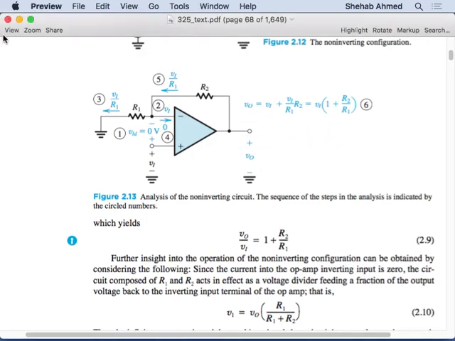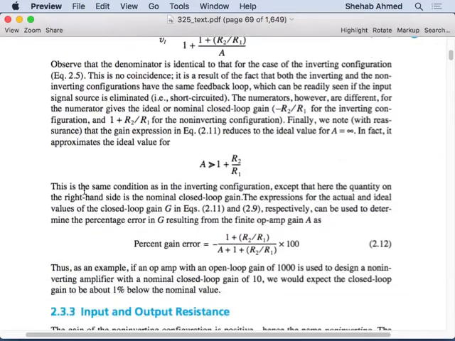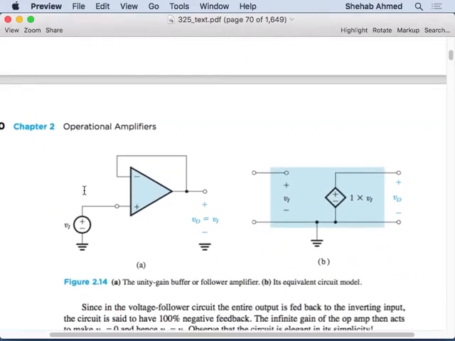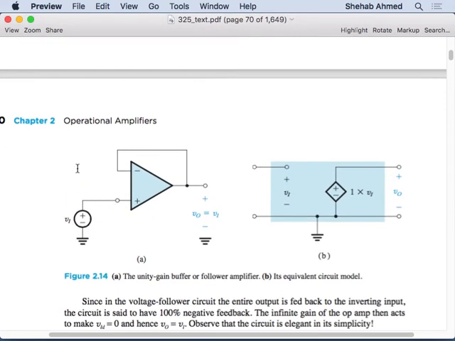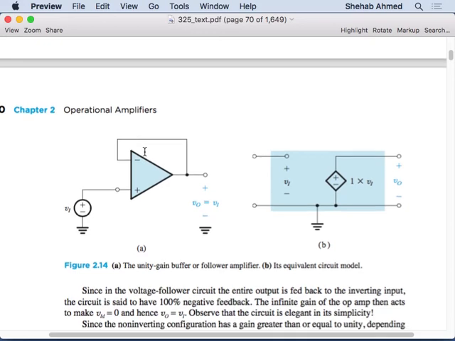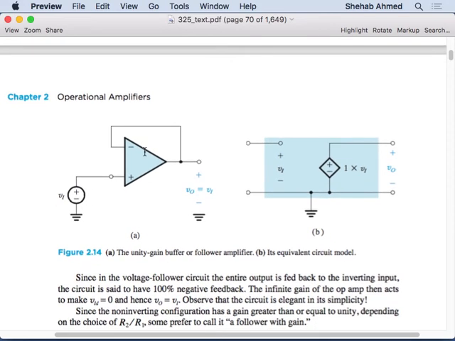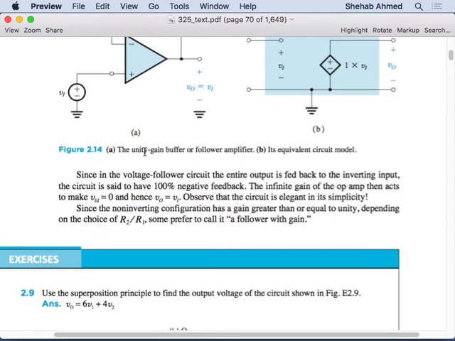They have a separate section on that in the textbook, just because it's a very common circuit. So they have a separate section talking about the voltage follower. It's basically a unity gain amplifier, and R1 is infinity and R2 is 0. And because it's so common, they've dedicated a small section to it here. Okay, voltage follower thing.